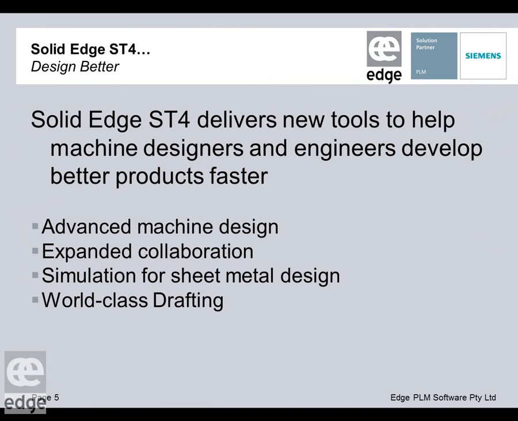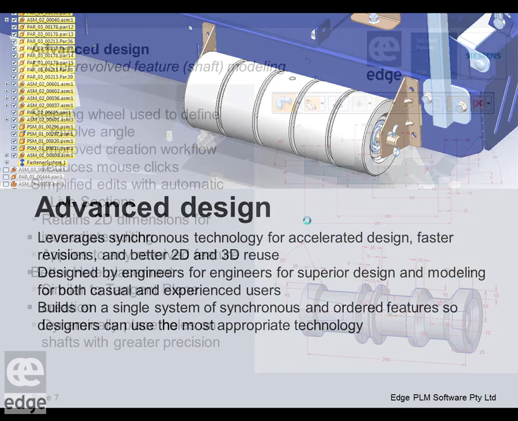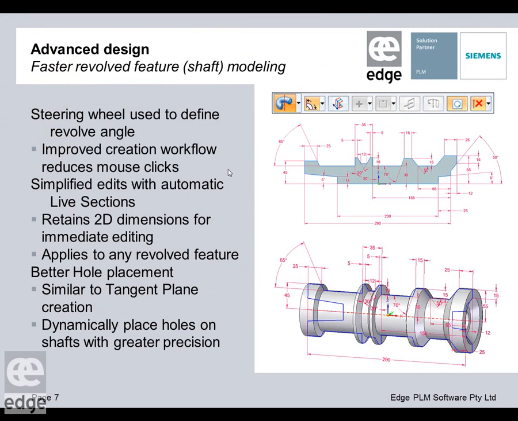The key goals with ST4 are to help you with advanced design, expanded collaboration, simulation and drafting. We always enhance the drafting product, as you're probably aware, with each release. In the design area, in this release we've done a lot of work in refinement. You'll find a lot of small enhancements which make a great deal of difference to productivity. Let's take a look at just a few of those, and we'll demonstrate these a little later. We've got to go through a few slides and then we'll actually demonstrate these aspects live.